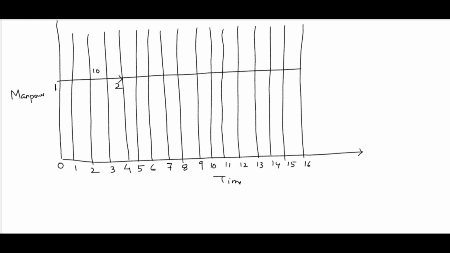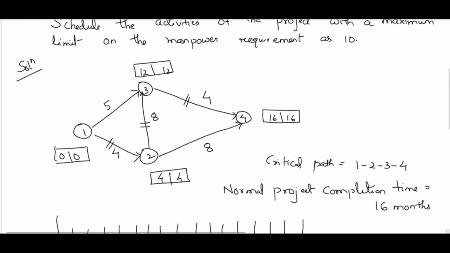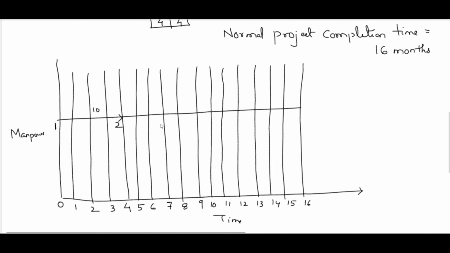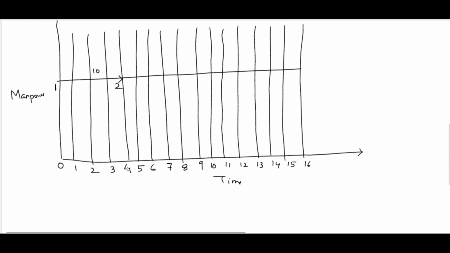Then our next critical activity is 2, 3. What is the duration of 2, 3? It is 8. So it starts from 4, and 4 plus 8, it will end at 12.